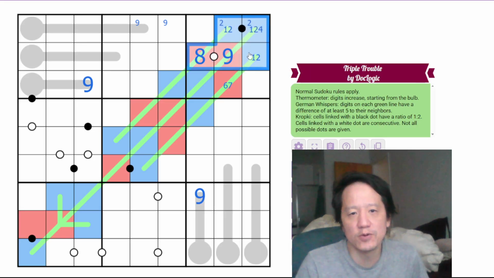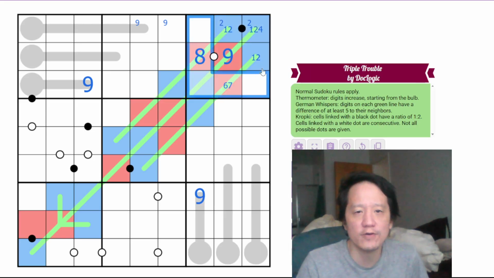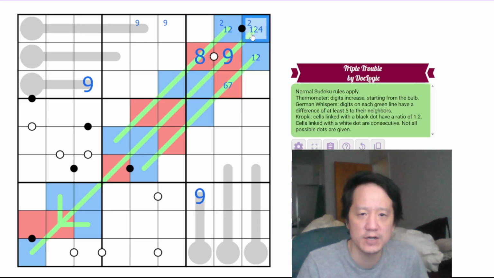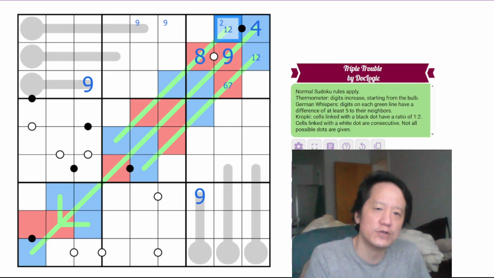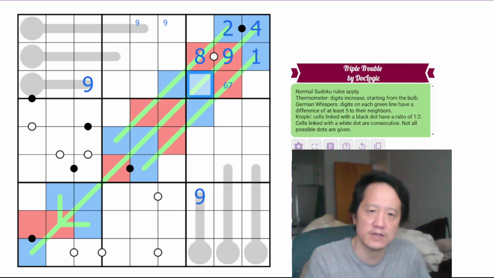Well, in this upper right box, we have a 1, 2, 1, 2 pair, which eliminates 1 and 2 from the rest of the box. This can't be 1 or 2, so this is 4. 4 is only in a 1 to 2 ratio with 2 out of 1 or 2, so this is 2, this is 1. This must make this a 3.